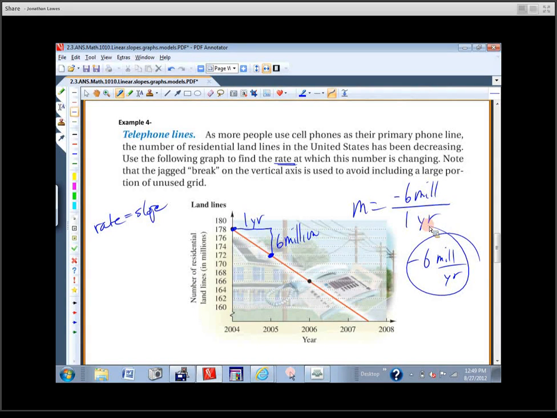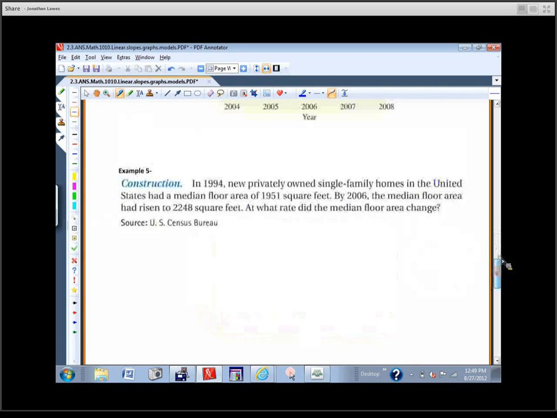So every single year, what's happening? They lose 6 million landlines, which means they need to make up their revenue by charging you more on your cell phone, right? Probably. Okay, let's take a look at the next one.